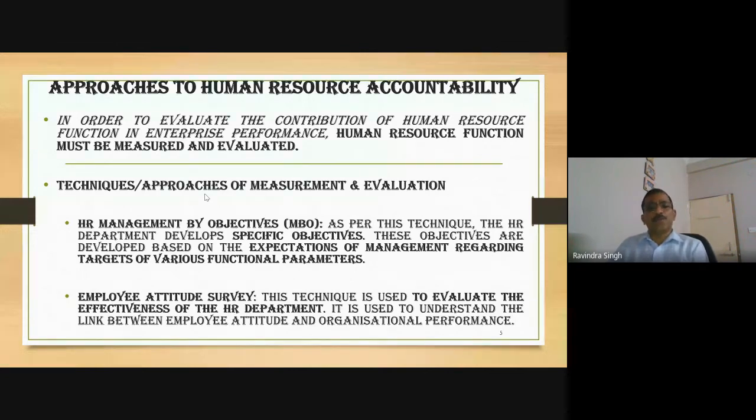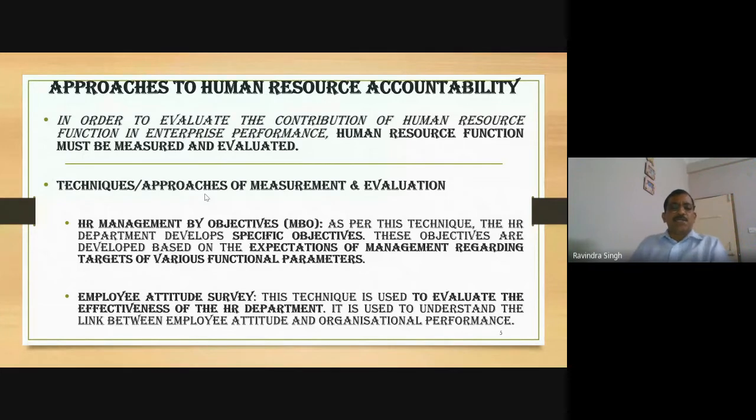HR management by objectives. Management by objectives. State the objectives. Make the strategy for the objective. This is the goal. You have to achieve these things. Now, what help do you need? What else do you need? As per this technique, the HR department develops scientific objectives. These objectives are developed based on the expectation of management regarding targets of various functional parameters. Various functional parameters means maybe ratios, maybe your balance sheet, maybe audit report, ultimately the profit.